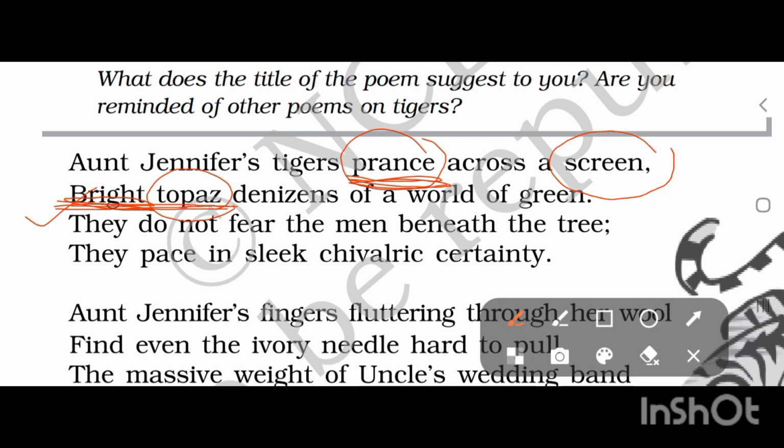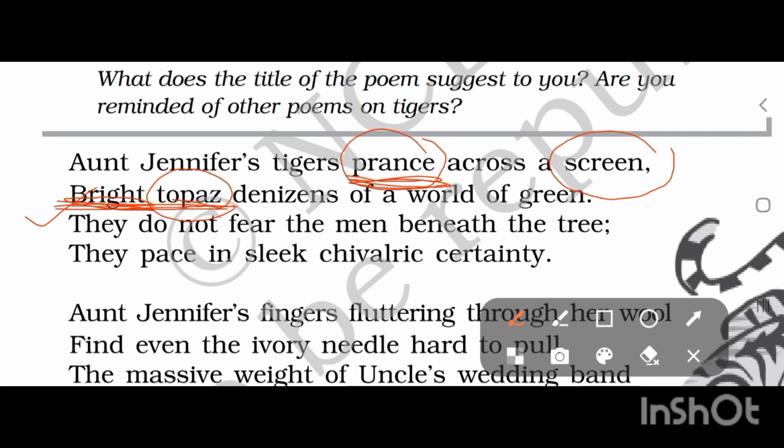So the color of topaz is yellow, and the color of tigers is also yellow. So here a nice complete comparison is done by the poetess. That's why a metaphor is used here. So this is very appealing.